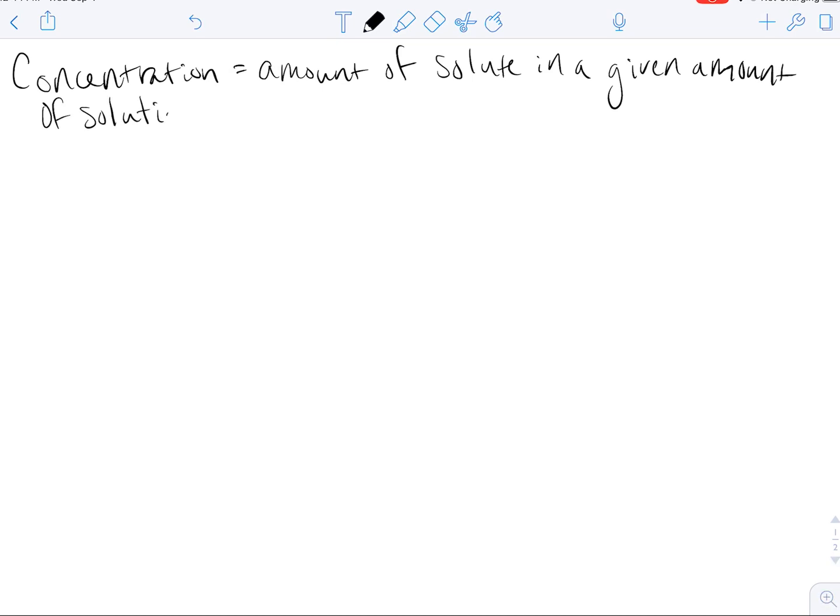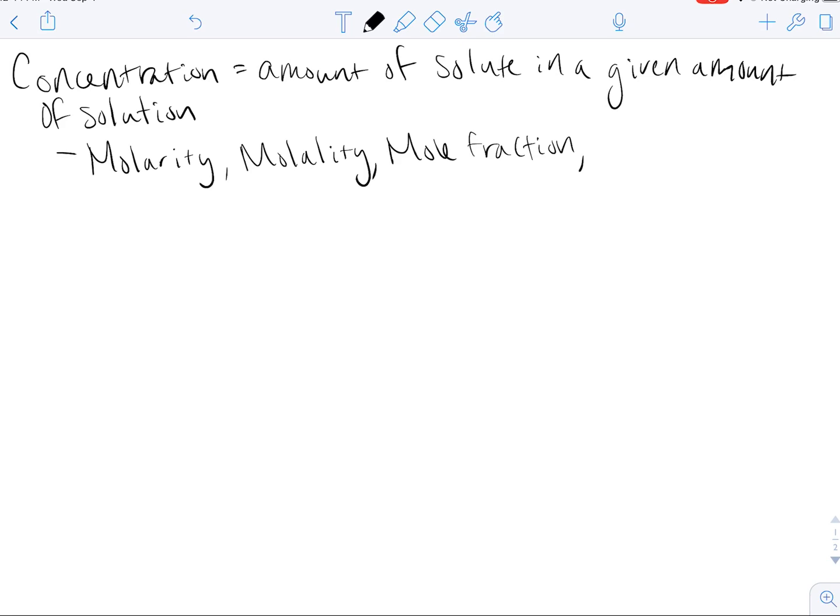There is one unit we'll look at where it will not be a given amount of solution, it will actually be the given amount of solvent. So we're going to look at today molarity, molality, mole fraction, mass percent, volume percent, and parts per.